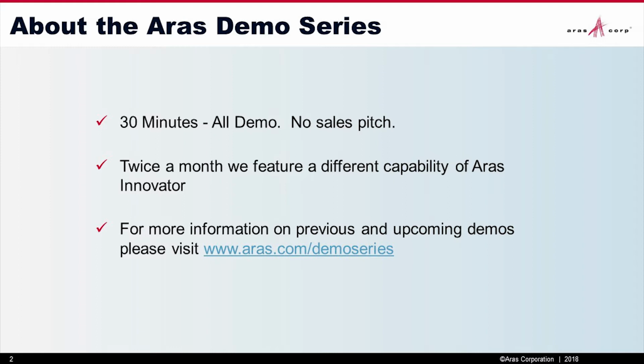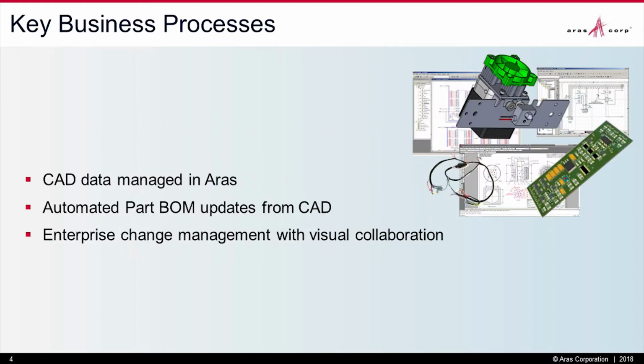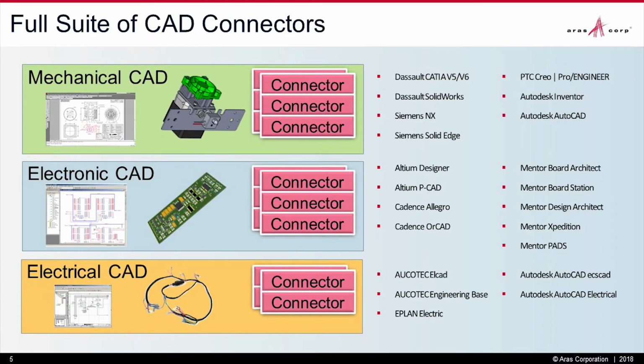Before we get started with the demo, I want to show a couple slides on Aras CAD management to get things into perspective. When we discuss CAD data management, the important business process is having CAD data managed directly in Aras PLM with automated part BOM updates coming from CAD, and this all tied together with enterprise change management and visual collaboration. It's important to note that when it comes to CAD data management, Aras is CAD agnostic.